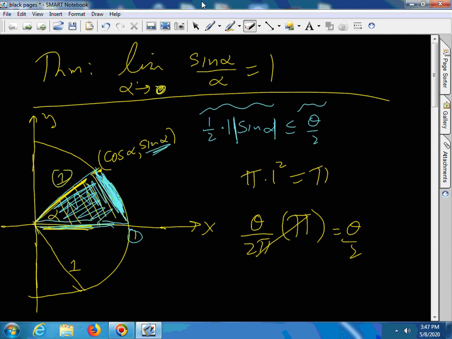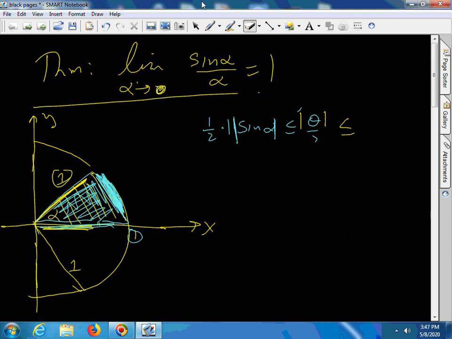But we have to be careful. Let's take the absolute value of it. Now, this is going to be less than the area of yet another triangle. The other triangle is this one. It's that.